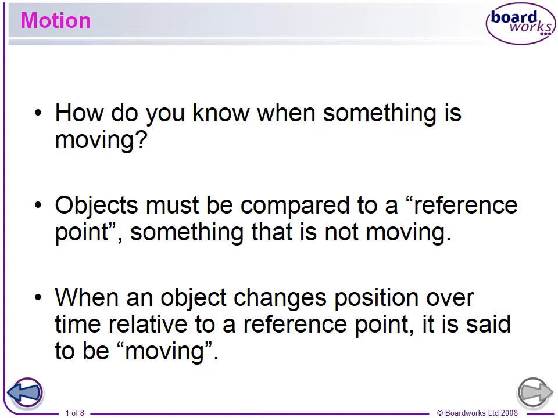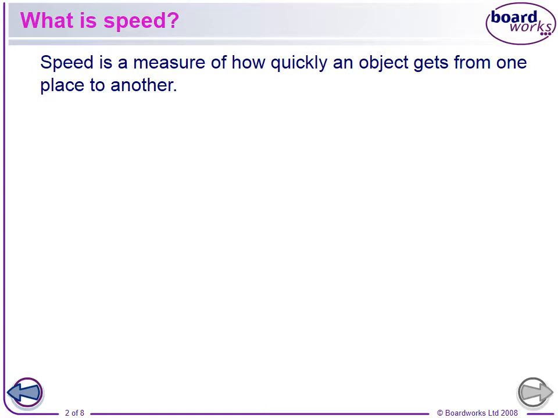In order to be able to really tell when something's moving, you have to be able to compare it to what's called a reference point. A reference point is something that is not moving. So you might have experienced this before when you're at a red light and you feel like your car is moving, but it's not. It's really the car next to you moving. So when an object changes position over time, in comparison to a reference point, which is something that isn't moving, that object is said to be in motion.